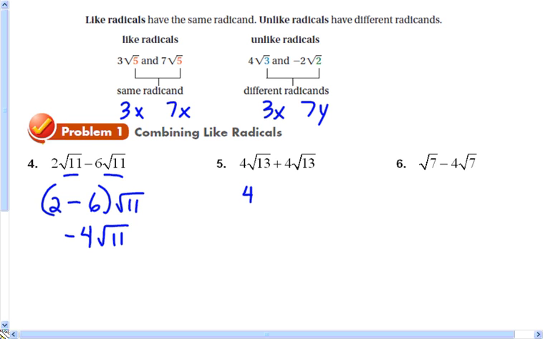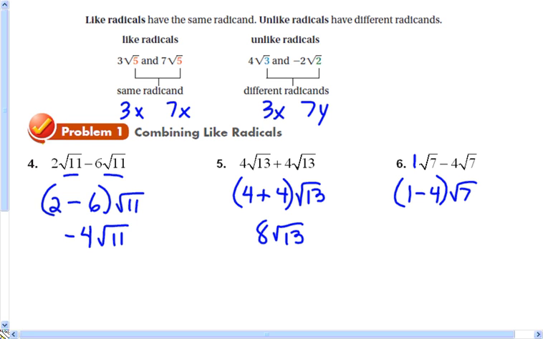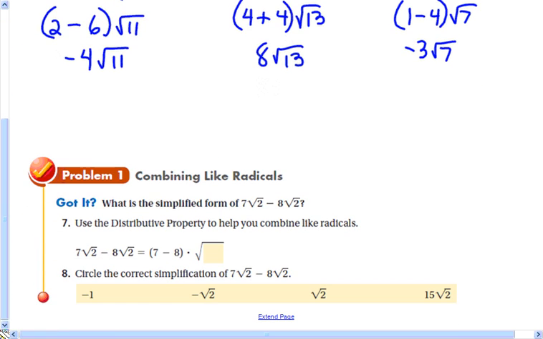We can do that here also. We can do 4 plus 4 times the square root of 13 using the distributive property, and then just write that as 8 times the square root of 13. Remember that if you have an expression without a coefficient, it's multiplied by 1. So this is the same as 1 minus 4 times the square root of 7 using the distributive property, which is negative 3 times the square root of 7. So that's how you do those, as long as you have like terms. I'll let you try one.